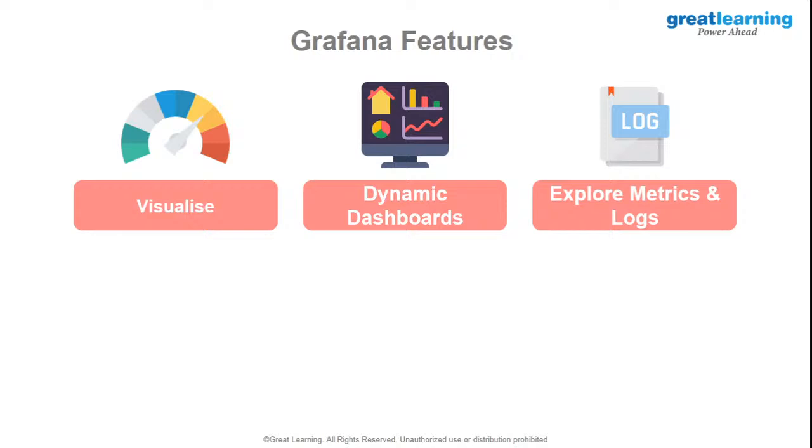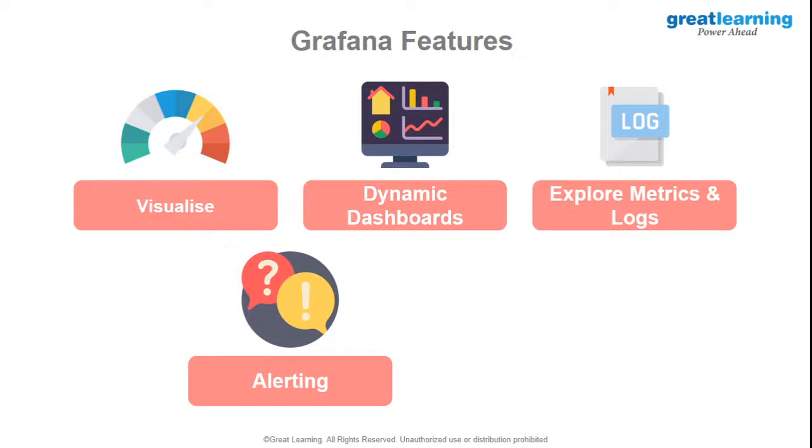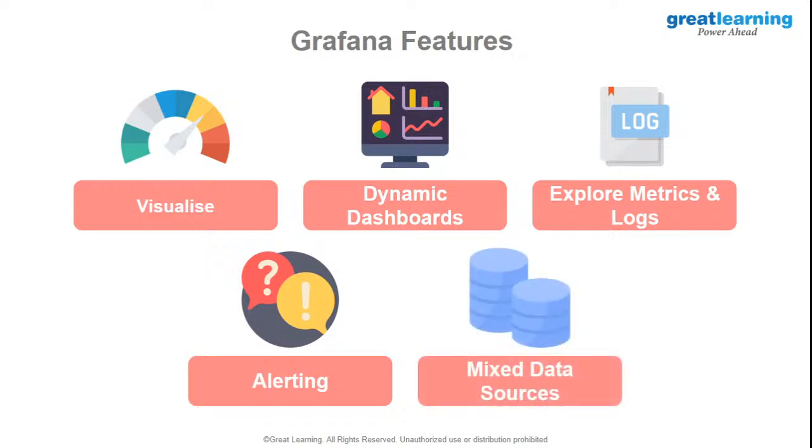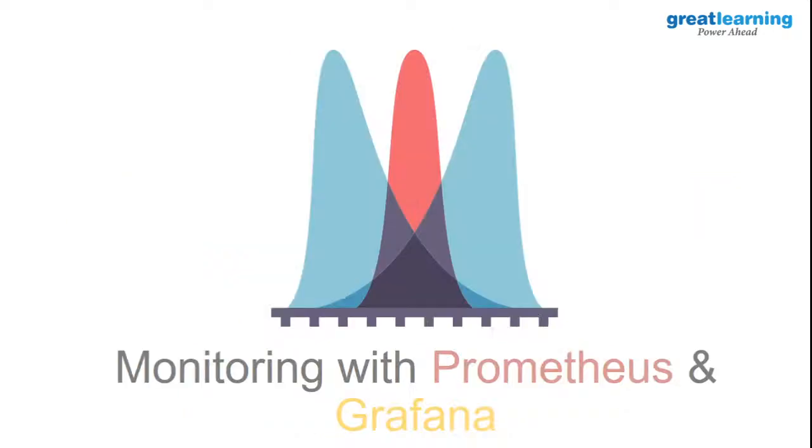All right. So Prometheus metrics, and for logs we'll use something else, but not in this session. Then alerting, again another feature, and mixed data sources. So a good thing about Grafana is that it's very flexible. You can use Grafana with a lot of different things, like not just Prometheus. You can use it with Loki, Elasticsearch, and all the other data sources that are there that I can't think of. All right. So that's Grafana features. Now let's start monitoring with Prometheus and Grafana that you guys have been waiting for.